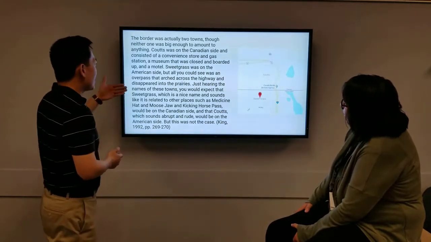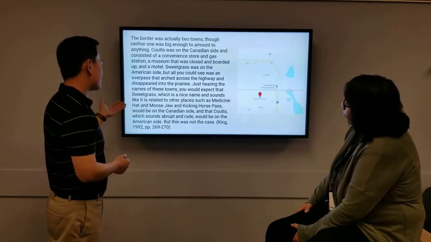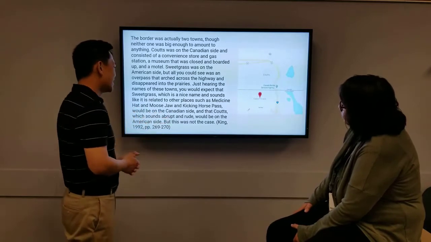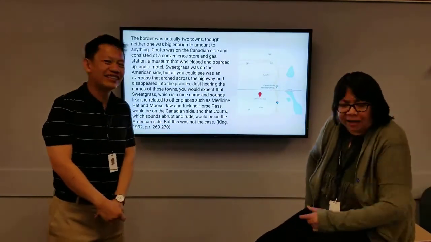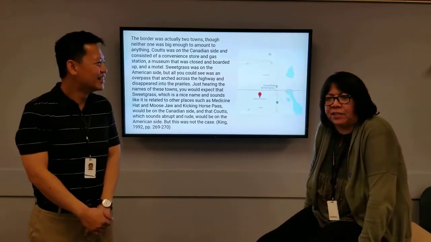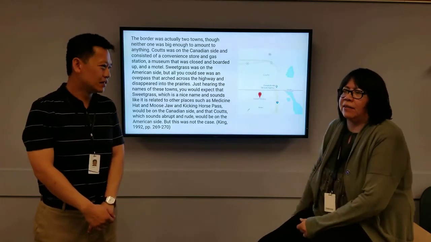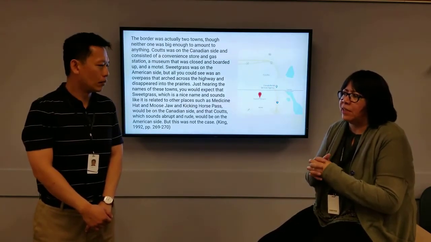We have Coutts, Sweetgrass, Medicine Hat, Moose Jaw, and Kicking Horse Pass. Any thoughts about these names? The names that we have in our Blackfoot and Cree culture, because our Crees are our allies as well now. Yes. We have a lot of our traditional names. We use our traditional names.